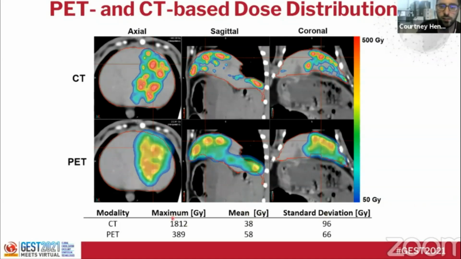Note the exceedingly high dose, over 1800 gray, in the CT-based dose distribution, and the larger standard deviation; both indicate that the CT dose contains a much wider range of dose values within the liver relative to PET. Still, the mean absorbed dose to the liver only differs by 20 gray in this case, which is expected as the liver contains the same amount of Y-90 activity in both cases.